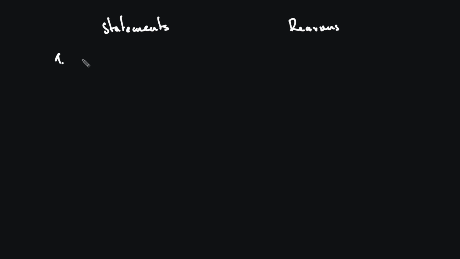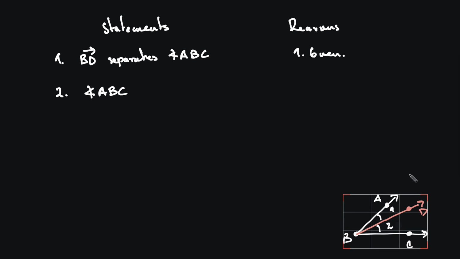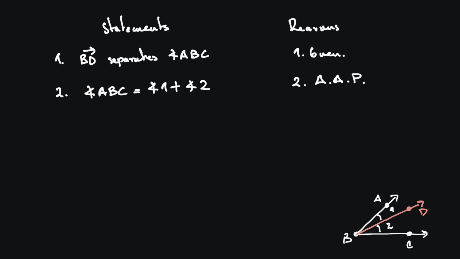Okay, our first statement is that ray BD separates angle ABC. This is our given, right? We know by the angle addition postulate, it's pretty similar to the previous proof. By the angle addition postulate, we know that angle ABC, this whole angle, must be equal to the addition of 1 and 2, right? So angle ABC must be equal to angle 1 plus angle 2, or the measurements, right? So this is the angle addition postulate, okay?